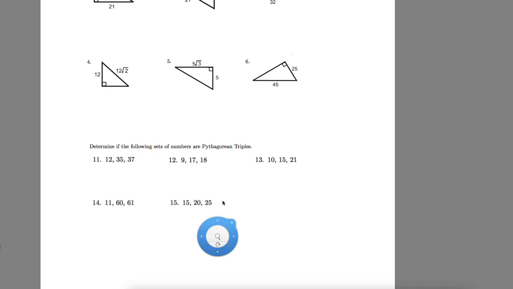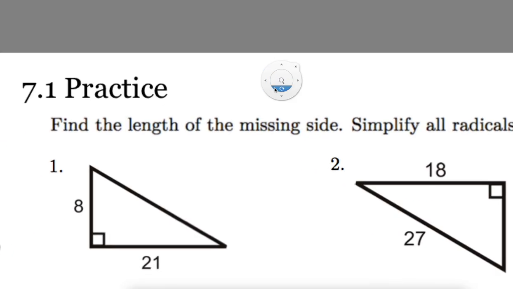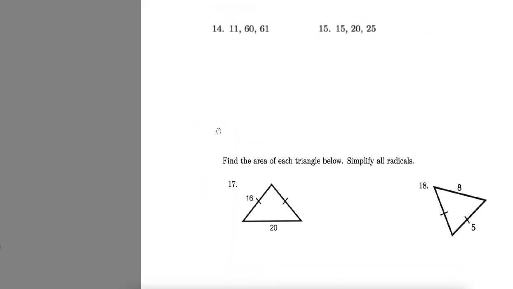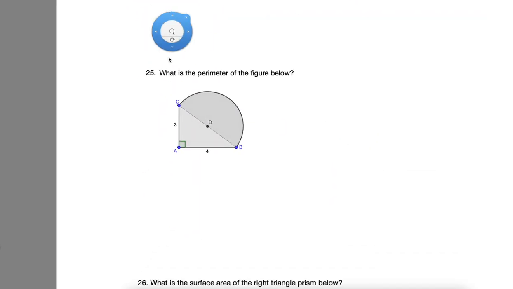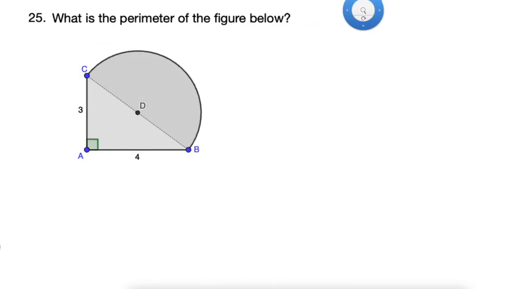I'm going to continue working through some of these problems from our 7.1 practice set, and we're applying Pythagorean theorem down in this section with some perimeter. So we have this figure below. We see that we have a right triangle with a semicircle on the end of the hypotenuse of that right triangle. So we're looking for perimeter.